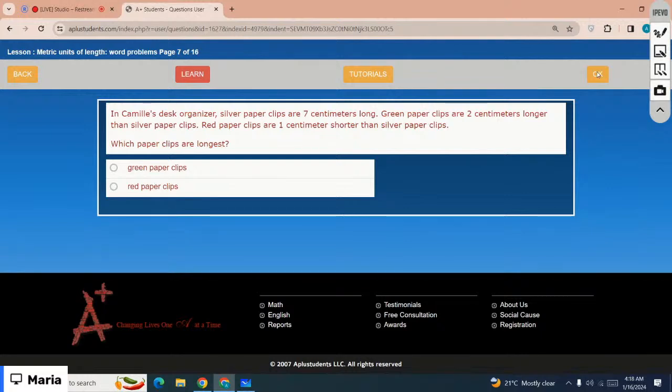In Camilla's desk organizer, silver paper clips are 7 centimeters long. Green paper clips are 2 centimeters longer than the silver clips. Red paper clips are 1 centimeter shorter than the silver paper clips. Which paper clips are longest? Green paper clips or red paper clips? Which is the correct option?